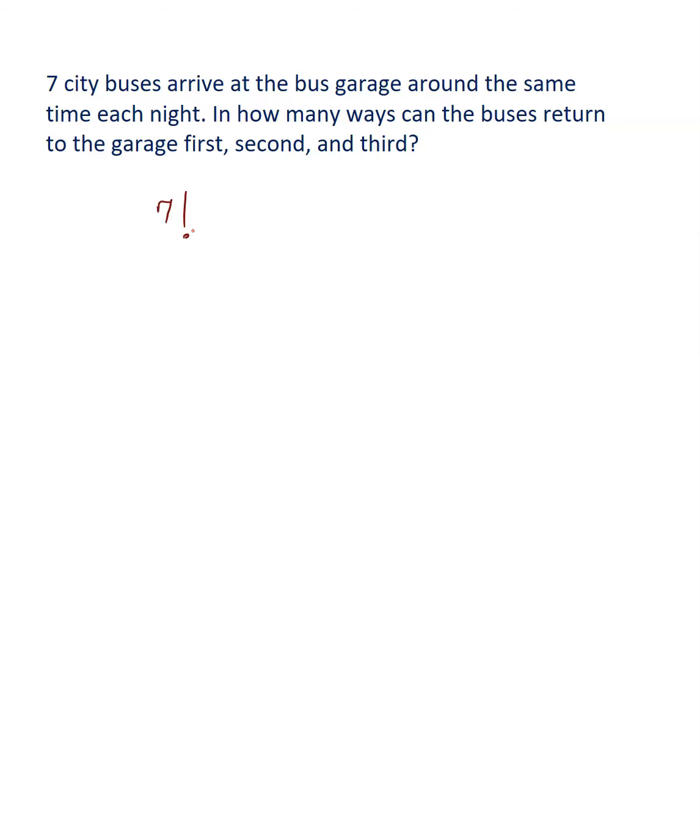But then here we say 7 city buses arrive at the bus garage around the same time. And how many ways can they be returned first, second, and third? Right there we see that the order matters. Because of the ranking. Meaning if bus A comes first and then bus C comes next and then B arrives, that arrangement is different from having C, then A, and then B arriving. So the order matters here. That means we're talking about permutations.